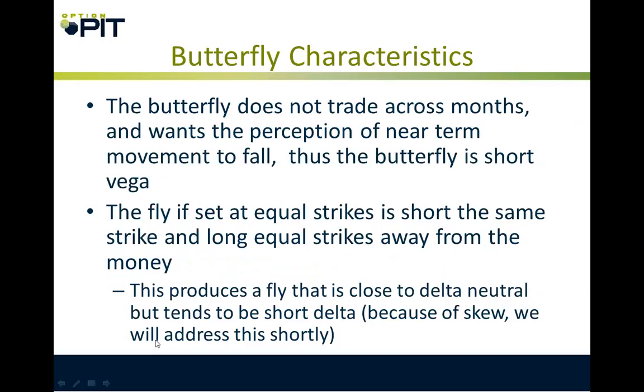All right. The butterfly does not trade across months and wants the perception of near-term movement to fall. So not only do I want nothing to happen, I want people to bet that nothing's going to happen going forward. All right. That makes me short Vega.